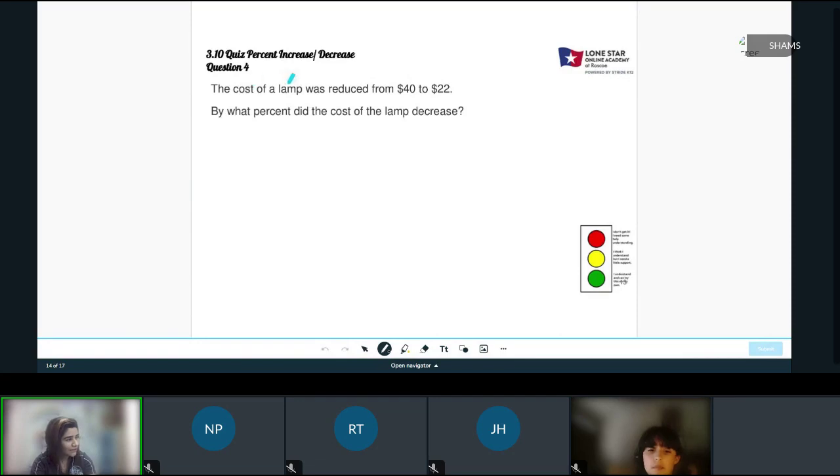The cost of a lamp was reduced from $40 to $22. By what percent? The keyword here, they want you to find by what percent did the cost of the lamp decrease. They don't want only the decrease, they want the percent of decrease. And in that case, you set up a proportion. So you can calculate the percent. Percents are out of 100. That is important. That top missing number will represent percent, and that is missing.